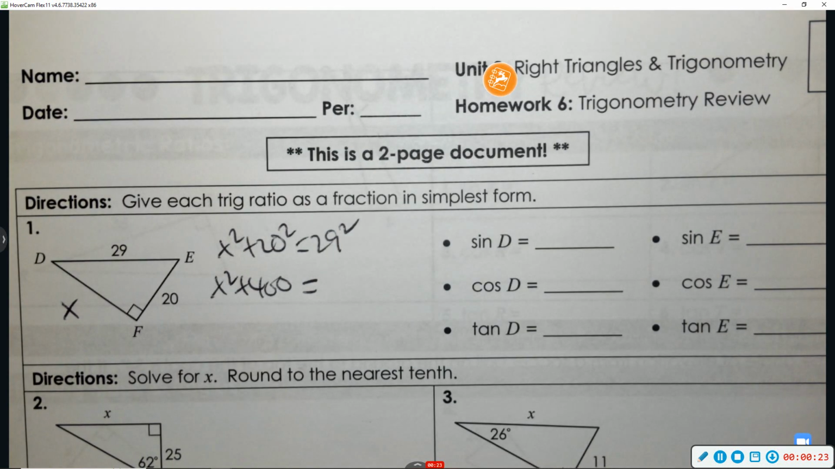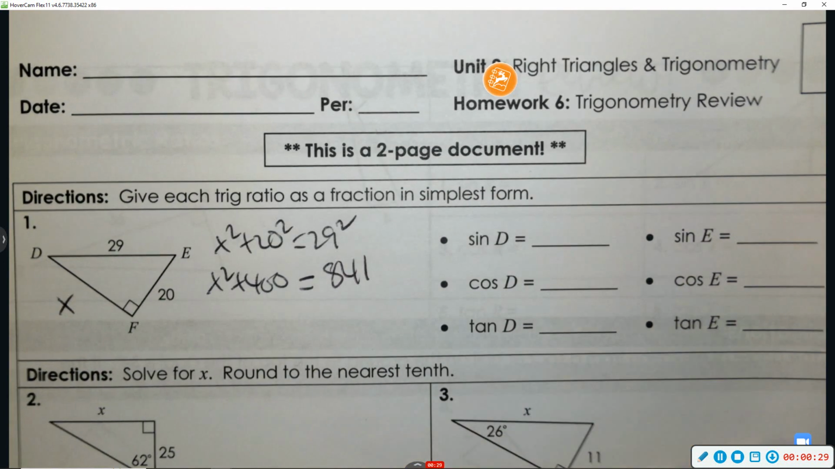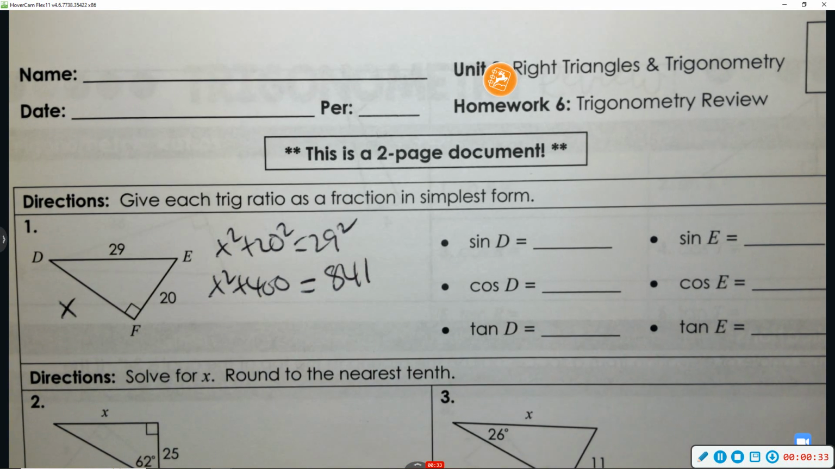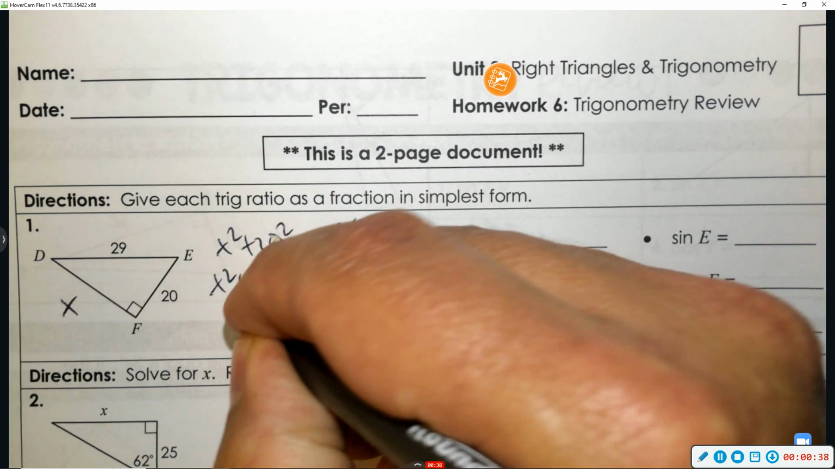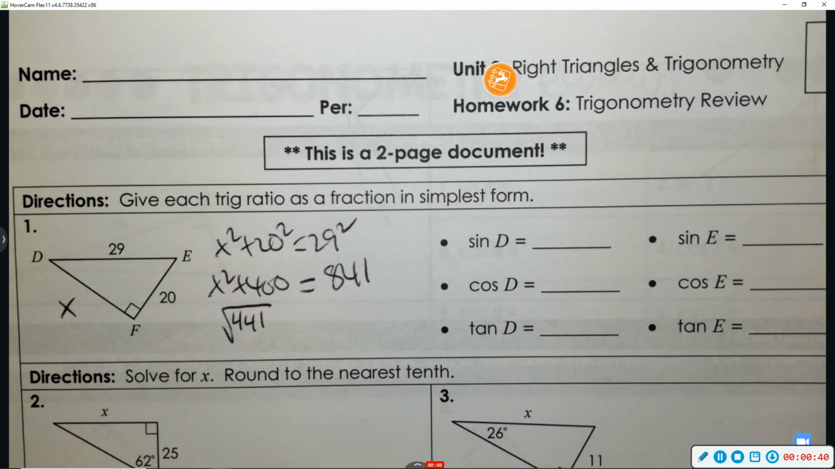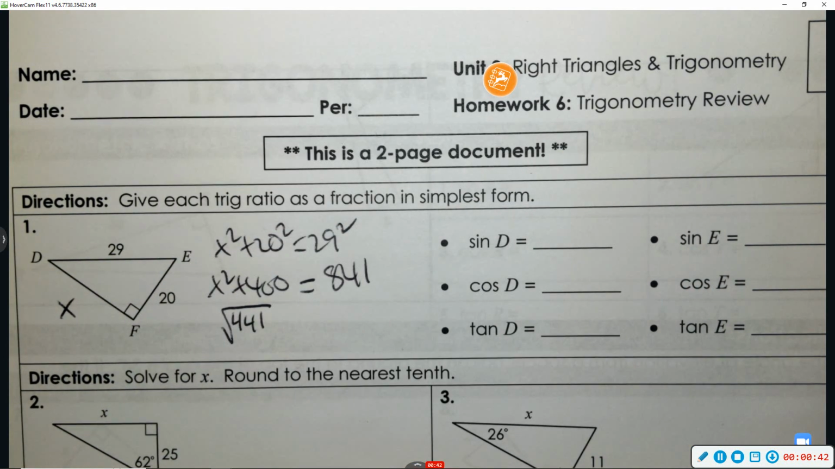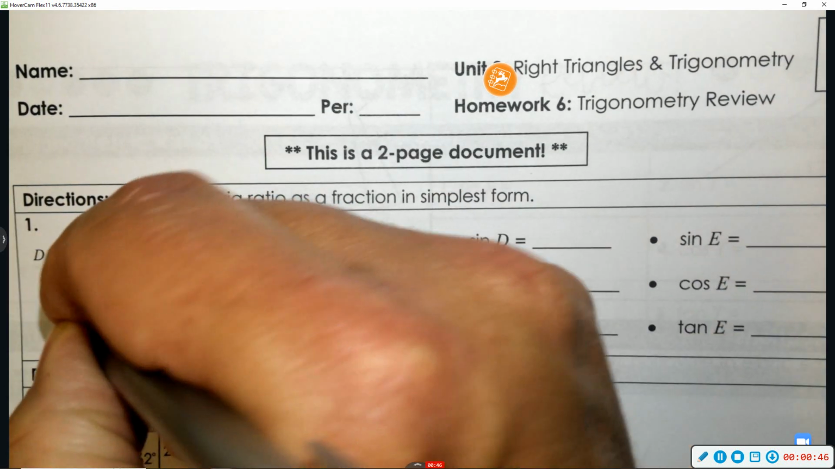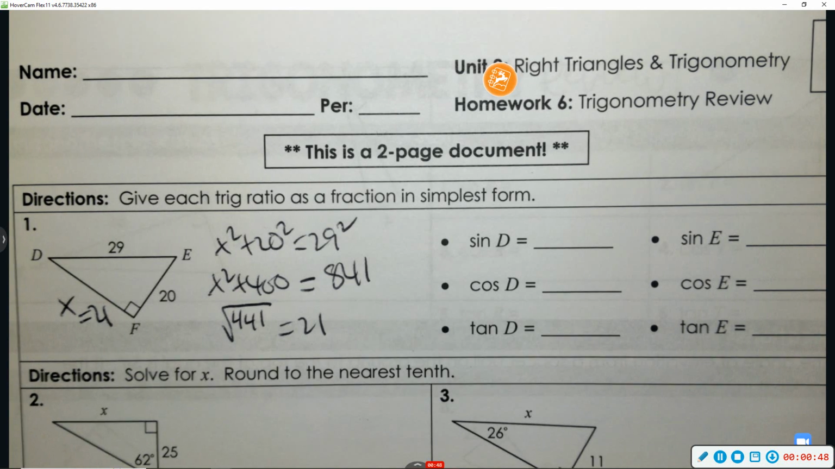So I'm going to use my calculator. 20 times 20 I know. 29 times 29 I'm not as sure. That is 841. And then they're on opposite sides, so I'm going to subtract. So I'm going to go 841, subtract 400, and get 441. And we know the last thing to do is square root that. So square root 441, and you get 21. So that's the missing side that we have there, 21.